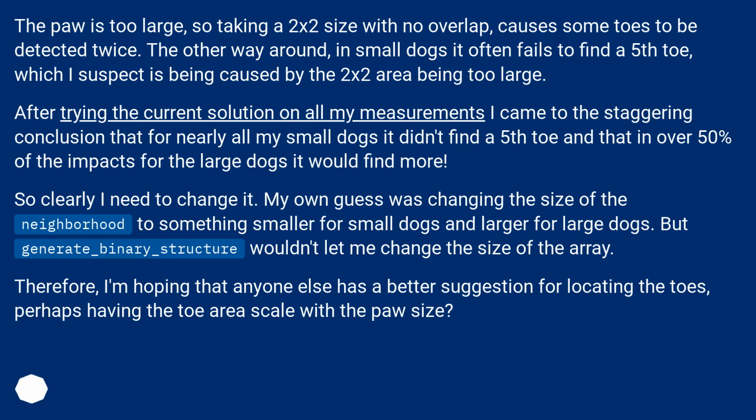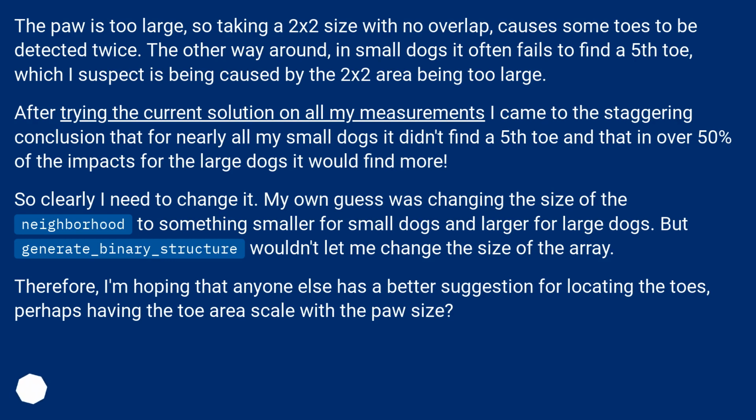The paw is too large, so taking a 2x2 size with no overlap causes some toes to be detected twice. The other way around, in small dogs it often fails to find a fifth toe, which I suspect is being caused by the 2x2 area being too large. After trying the current solution on all my measurements, I came to the staggering conclusion that for nearly all my small dogs it didn't find a fifth toe, and that in over 50% of the impacts for the large dogs it would find more. So clearly I need to change it.